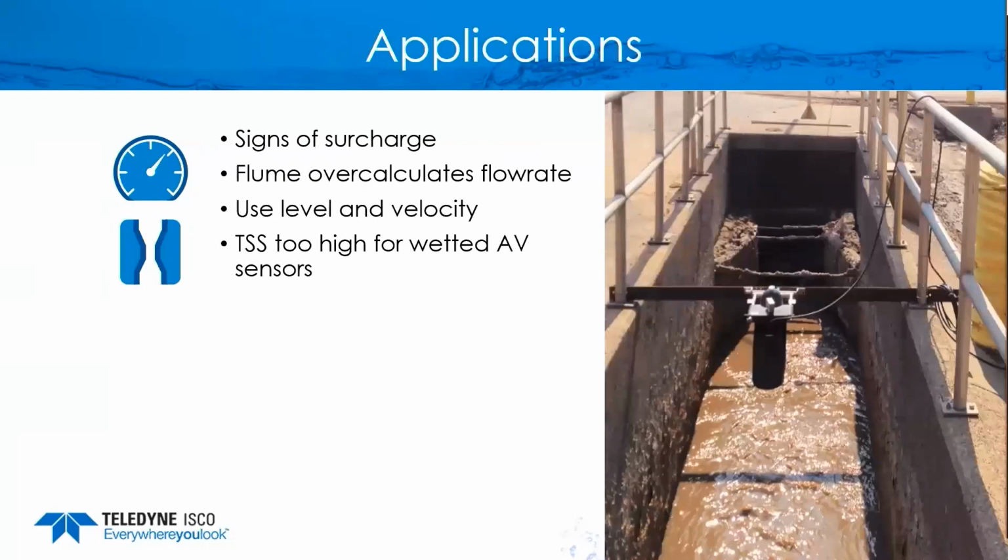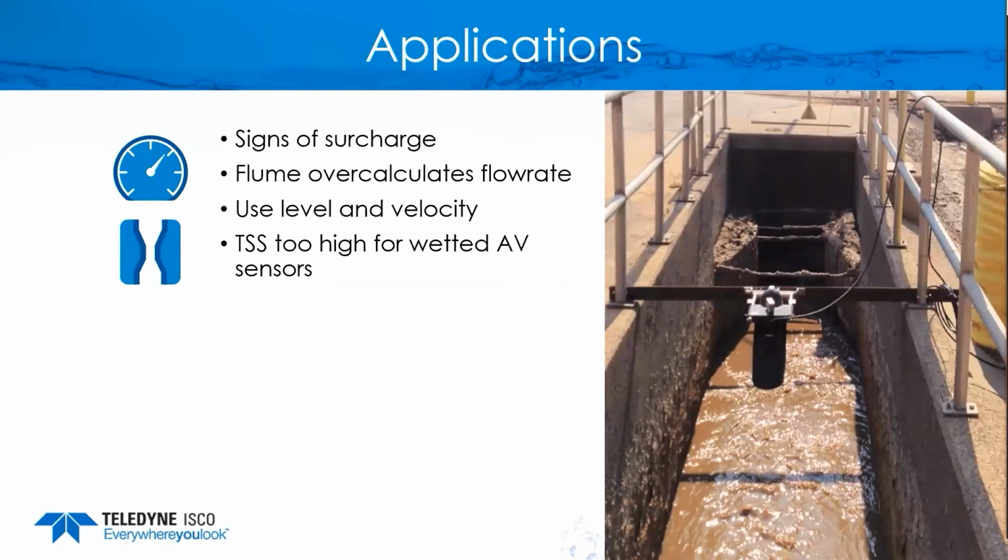Other applications. If you have an existing flume, one thing you want to look at is signs of surcharge. In this case, we can see that there's a lot of debris on top of this channel, so there were signs of surcharging. Using a combination of a primary device, a flume, and an area velocity sensor was their best solution. So they used the partial flume for their primary flows.